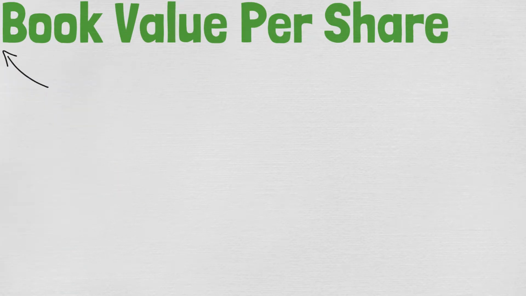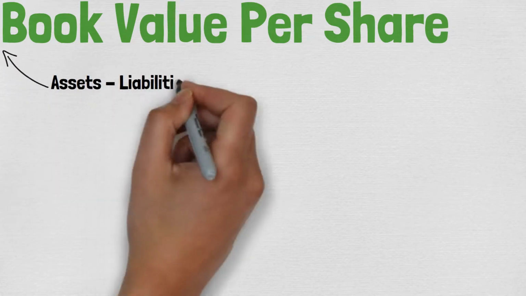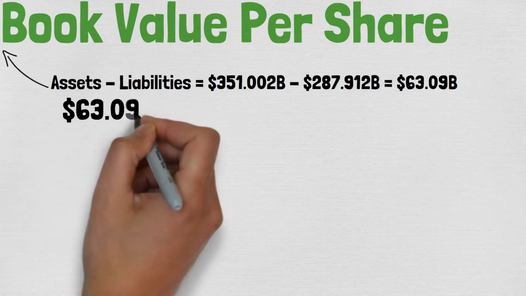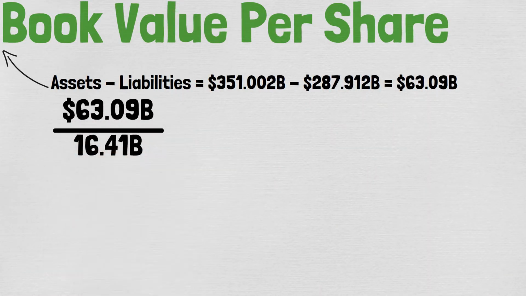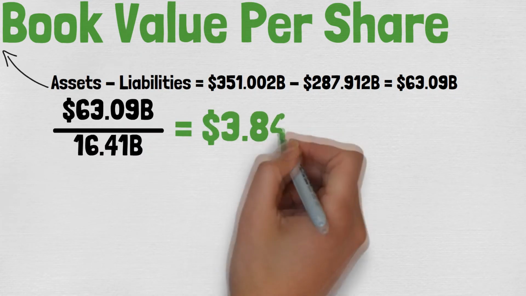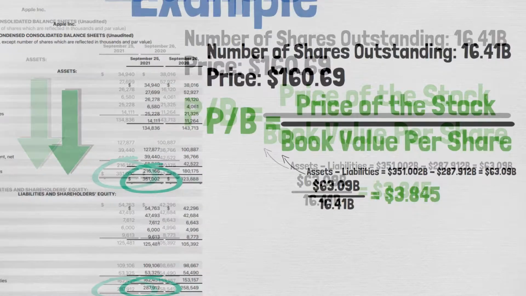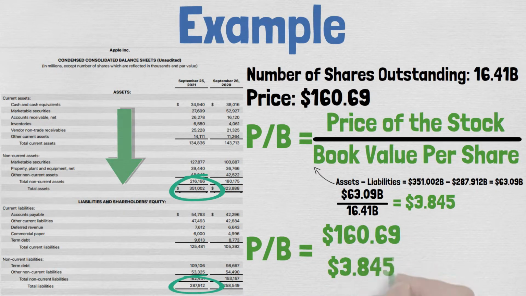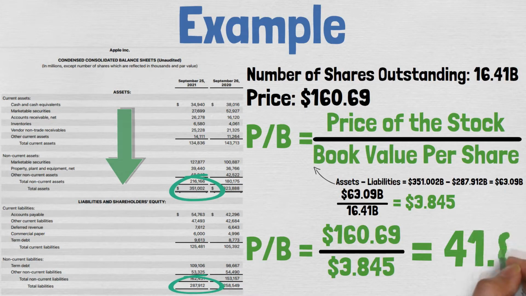Now that we have all the available information, we can calculate the price to book ratio. The book value of Apple is the total assets minus the total liabilities, which equals $63 billion. Then we divide the book value by the shares outstanding to get the book value per share, which is $3.845. Now we can finally calculate the price to book ratio by dividing the price of a stock by the book value per share. The price to book ratio for Apple is 41.8.